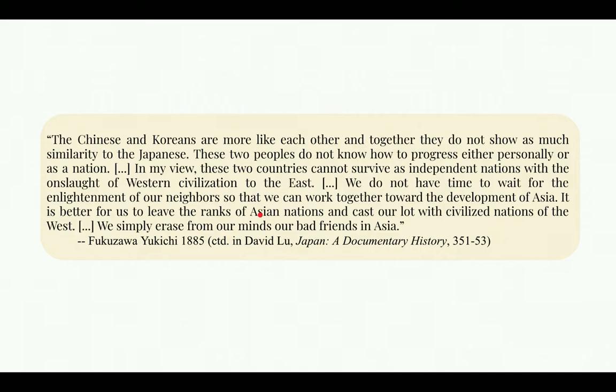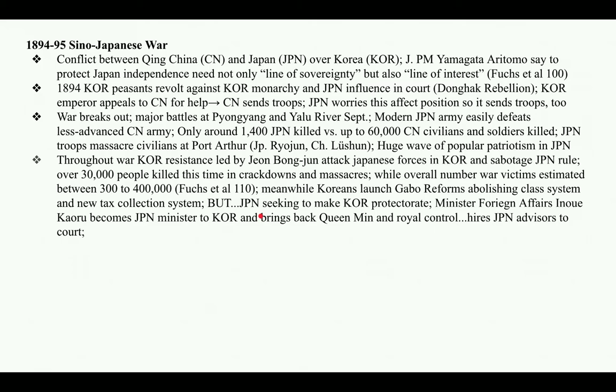Fukuzawa Yukichi, and it kind of illustrates some of the thinking of prominent public intellectuals at the time. Okay, and then in this context, Japan fought a war with Qing China over Korea, and this was the 1894-95 Sino-Japanese War.